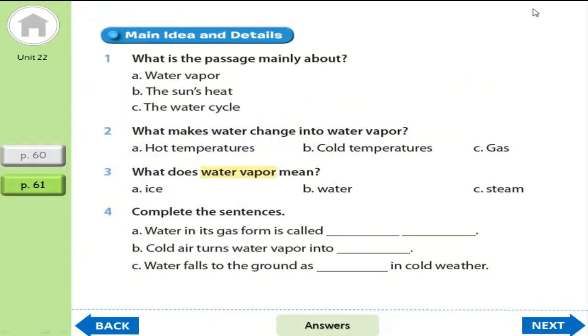Okay, right now we will answer the questions about the water cycle. Question 1: What is the passage mainly about? Is it A, water vapor? Is it B, the sun heat? Is it C, the water cycle? So what is the main idea of the passage? What do you think?